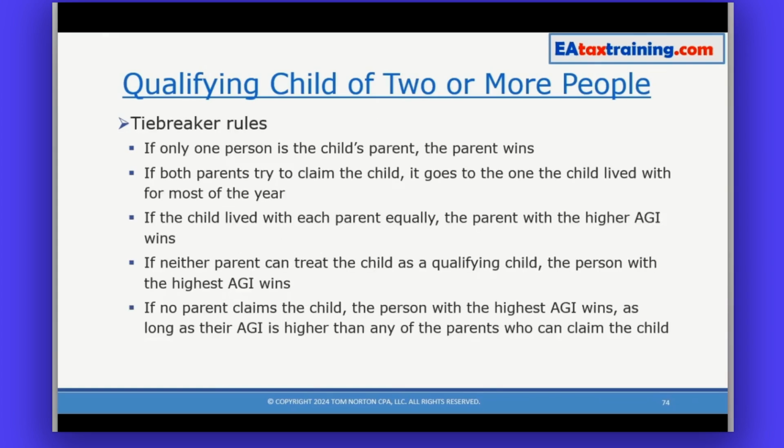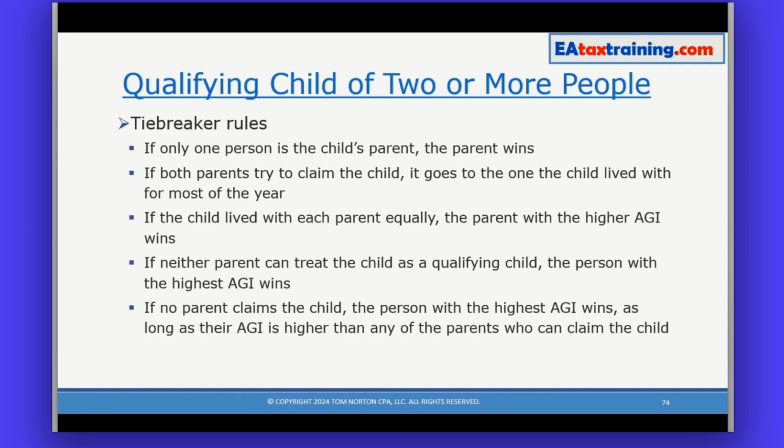So when you have two or more people who qualify, there are tiebreaker rules. The first rule is if only one of the people is the child's parent, then the parent wins. If one of the people is the child's parent and the other is the grandparent, then the parent automatically wins, and they're the ones who get the child as a dependent. Next tiebreaker: if both parents try to claim the child, then it goes to the one the child lived with for most of the year. We already said that, the one they're with the most overnights gets the child. If that's even, they're with both parents equally through the year, then the parent with the higher adjusted gross income wins. Okay? Higher adjusted gross income wins if it's a tie on the number of nights that the parents have the child or the children.